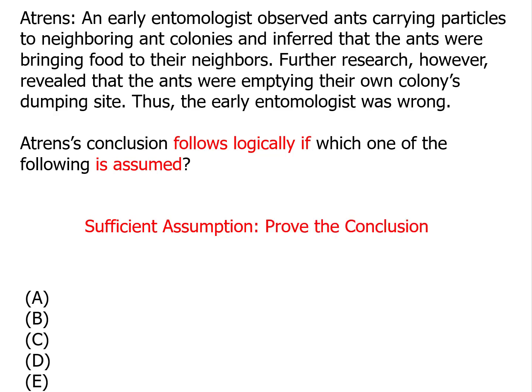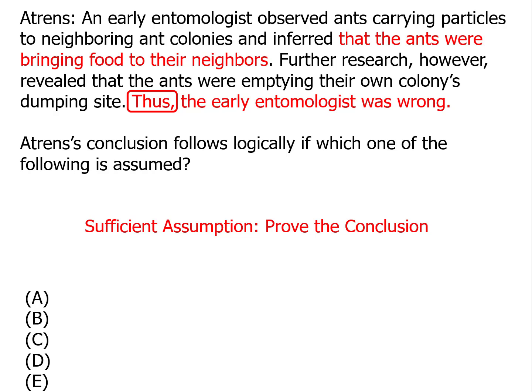The conclusion of this argument is helpfully flagged by the conclusory keyword thus. Thus, the early entomologist was wrong. Now, in order to know which early entomologist we're talking about, we have to go back up to the first sentence. That's the early entomologist who inferred that the ants that they saw were bringing food to their neighbors.